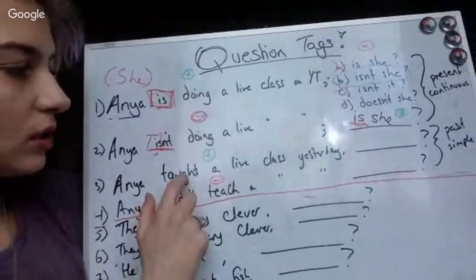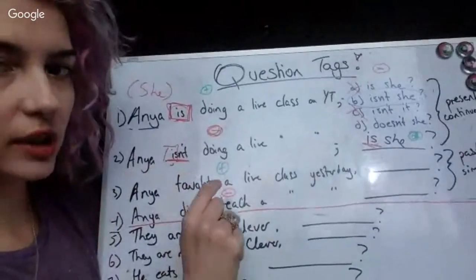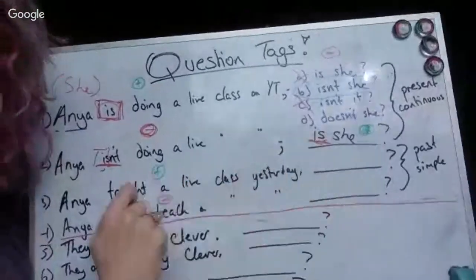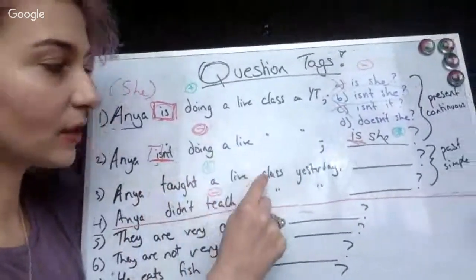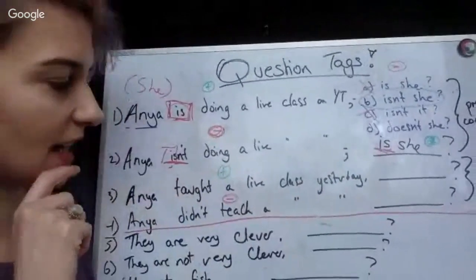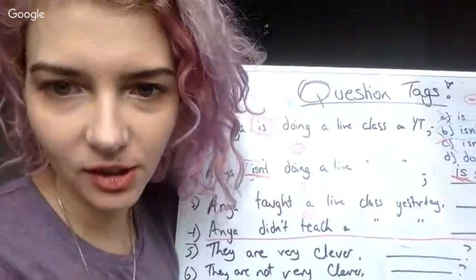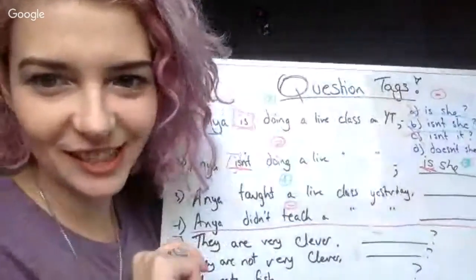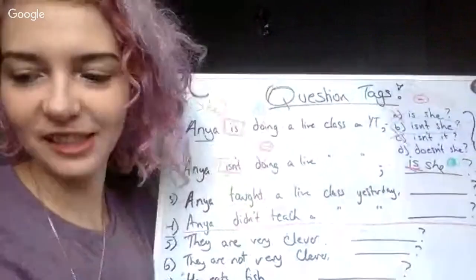Anya taught a live class yesterday. Anya taught a live class yesterday. I'm going to give you a moment. What do you think the question tag should be here? Remember, so this part is positive. Anya taught a live class yesterday, and we want a negative question tag. So what do you think is the answer? Okay, good, good. Yeah, we've got a few correct answers here. Yeah, you guys have got it. Exactly, didn't she? Mehmet, Rio, Kian, you got it, didn't she?